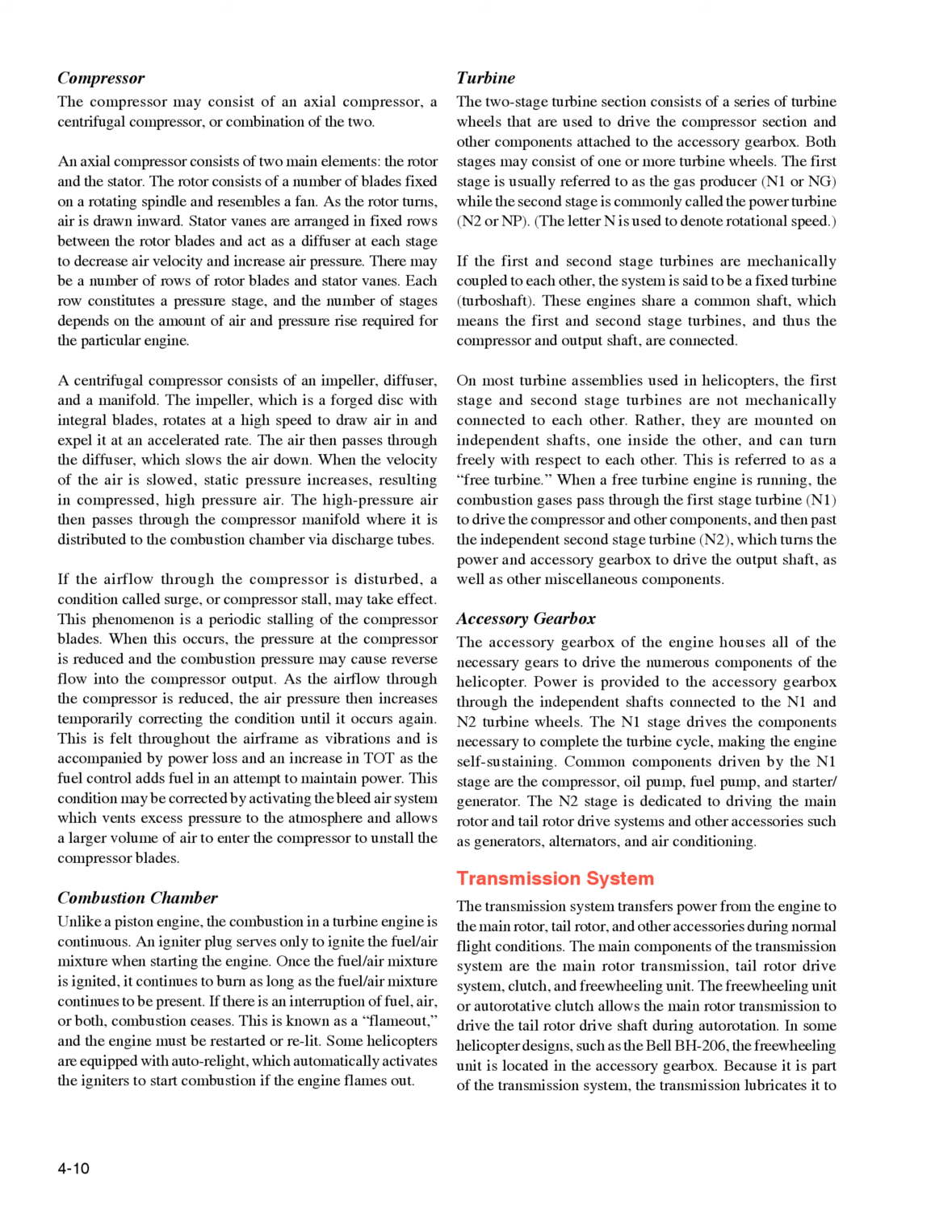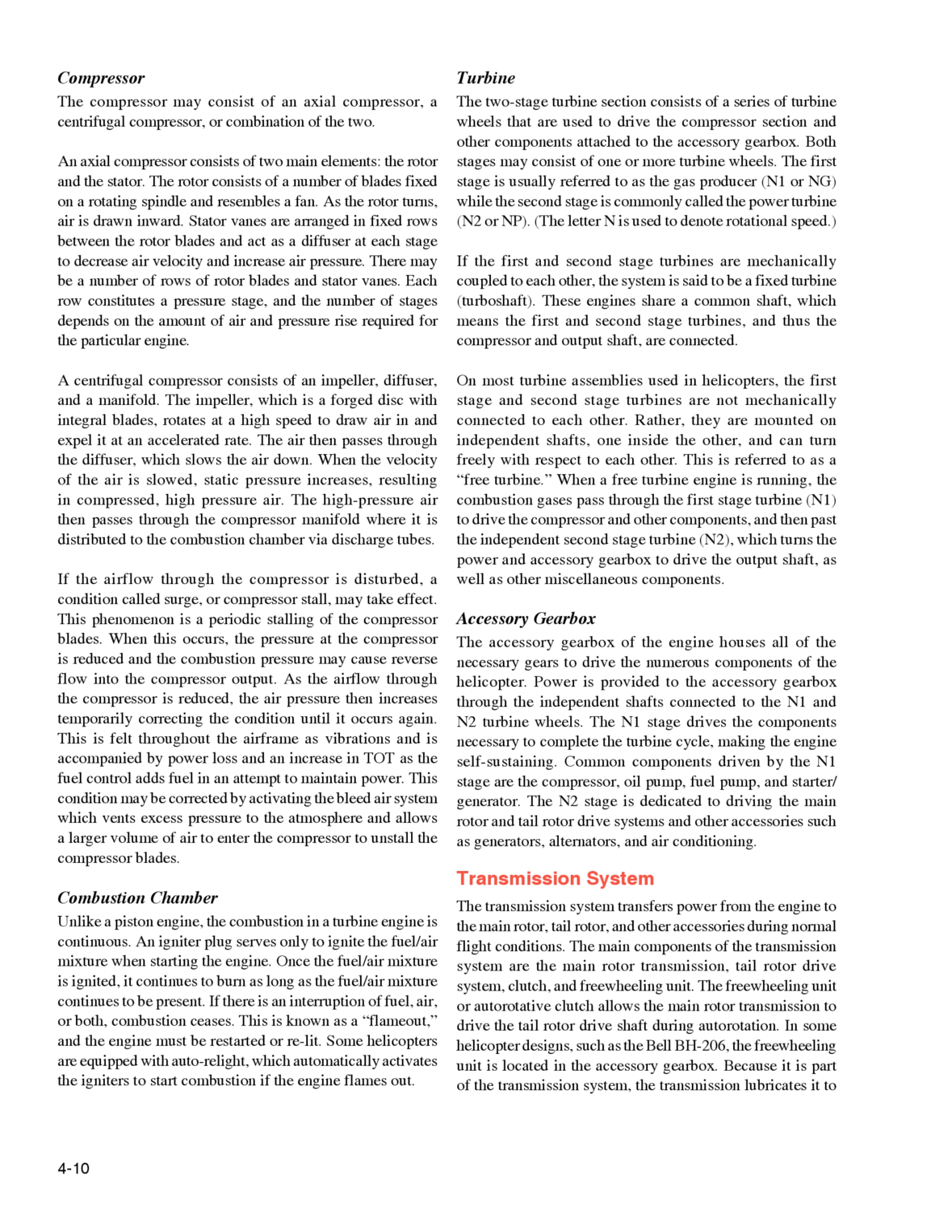A centrifugal compressor consists of an impeller, diffuser, and a manifold. The impeller, which is a forged disc with integral blades, rotates at a high speed to draw air in and expel it at an accelerated rate. The air then passes through the diffuser, which slows the air down. When the velocity of the air is slowed, static pressure increases, resulting in compressed, high-pressure air. The high-pressure air then passes through the compressor manifold where it is distributed to the combustion chamber via discharge tubes.